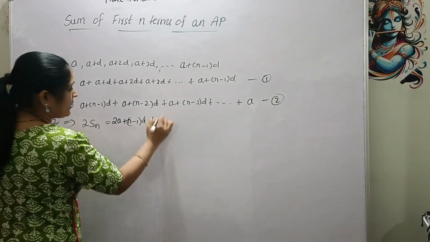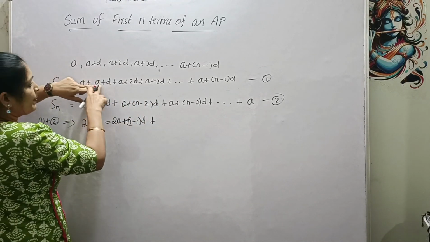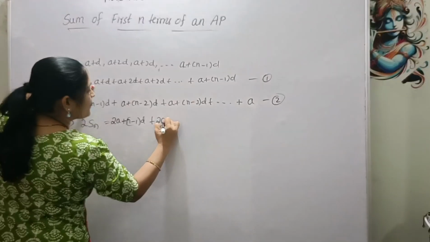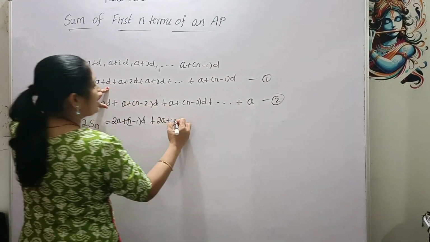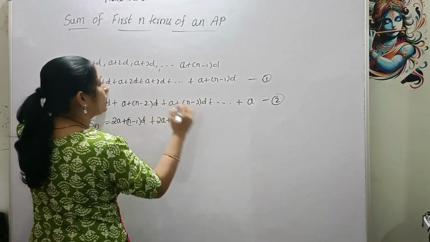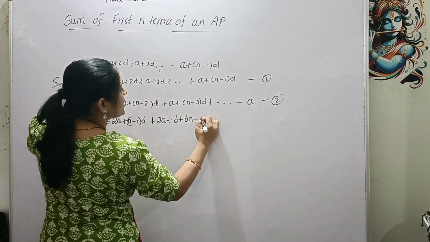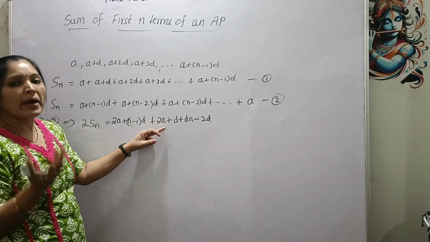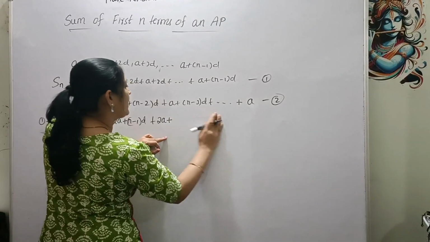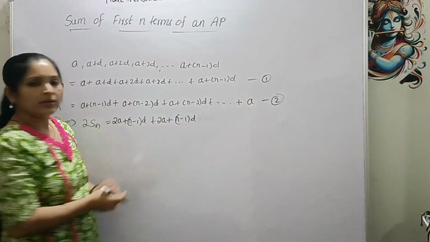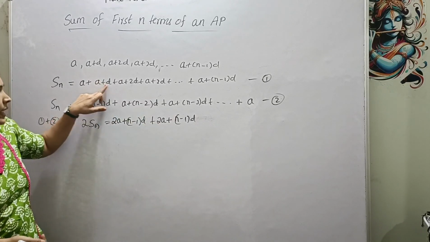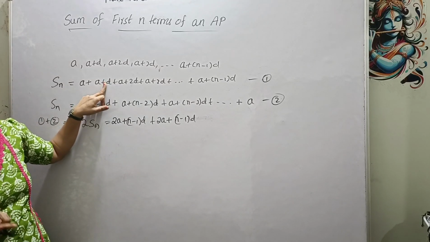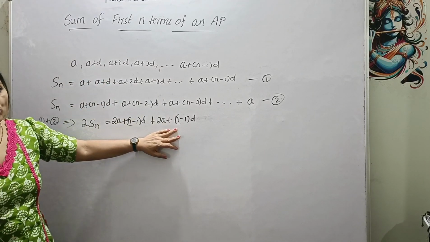Next, let's add these two: a plus d plus a plus (n minus 1) into d. So here a plus a is 2a, plus d plus (n minus 2) into d, which is nothing but dn minus 2d. So here, d minus 2d is nothing but minus d. So again we can write it as (n minus 1) into d. That is, d plus (n minus 2) into d, so minus 2d plus d is minus d, which is nothing but (n minus 1) into d.